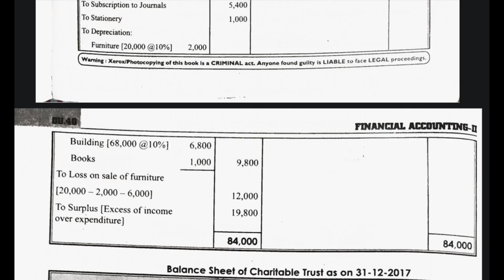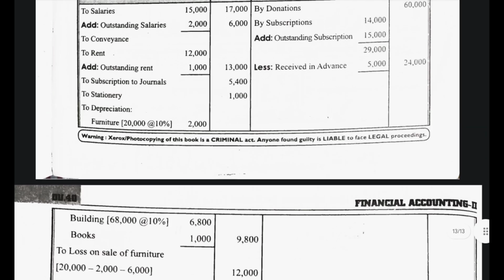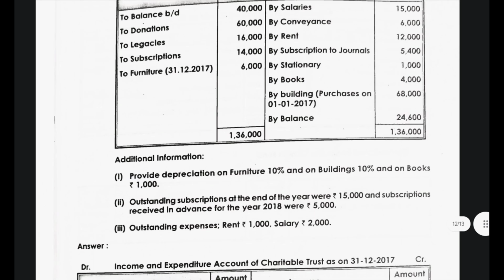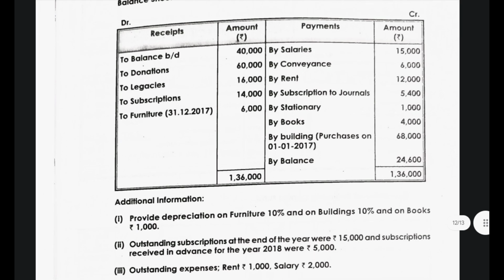Now one more item here, loss on sale of furniture. How do we know the loss on sale of furniture? Furniture value, provide depreciation 10% on furniture.